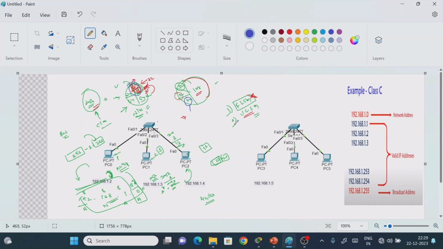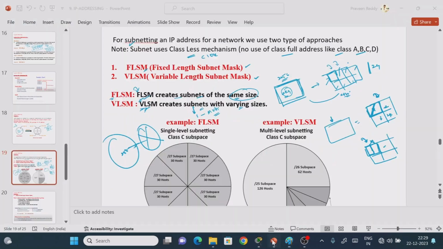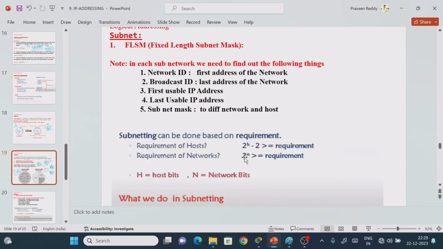So here also we have the limitation that even though 32 is needed, as per the constraint we are making it 64. This is the limitation. This can be solved by what? Variable length subnet masking, right? Now we'll take some questions based on fixed length subnet masking so that you will understand.